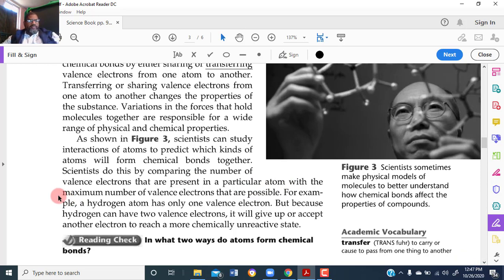For example, a hydrogen atom has only one valence electron. But because hydrogen can have two valence electrons, it will give up or accept another electron to reach a more chemically stable state, or unreactive state. Remember, if that outer shell is not full, then that atom will react with another atom. And this can be good and it can be bad, depending on the type of reaction.